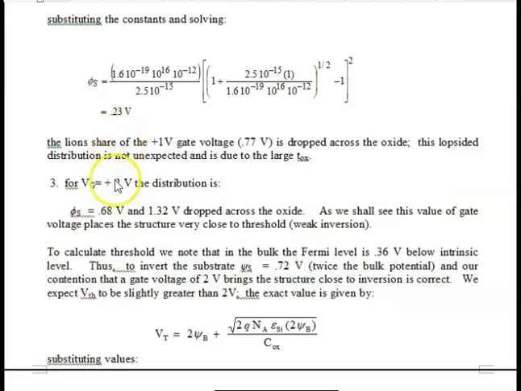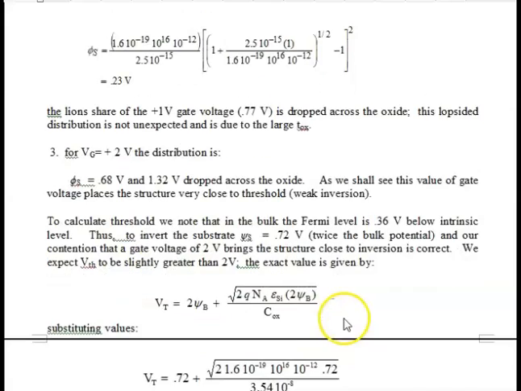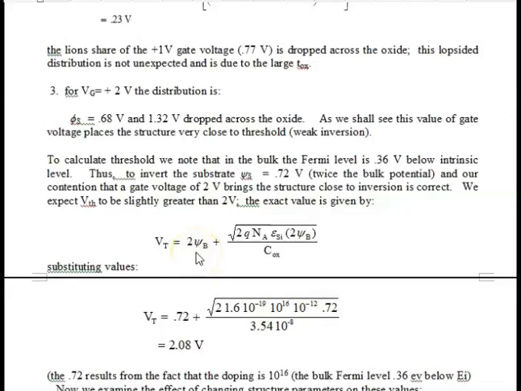We increase the voltage by 1 volt, and it increases by well over twice the bending that we had for the smaller value. And that places the structure very close to threshold, and we can prove that by calculating the threshold voltage. And that's what we do here. This is the demarcation between weak inversion and strong inversion. That's why we have 2 times the bulk.